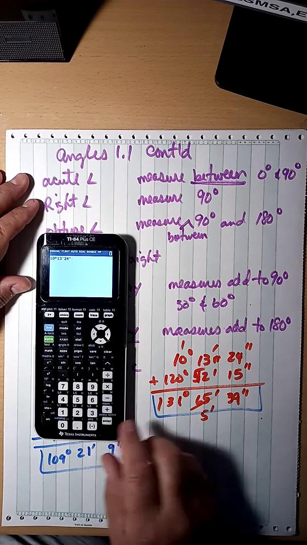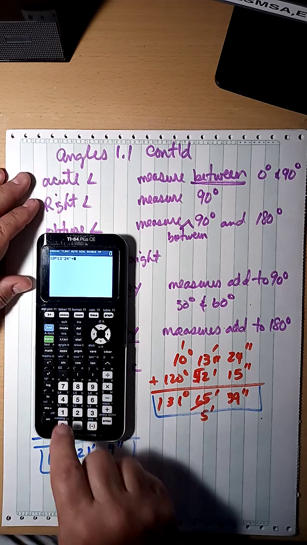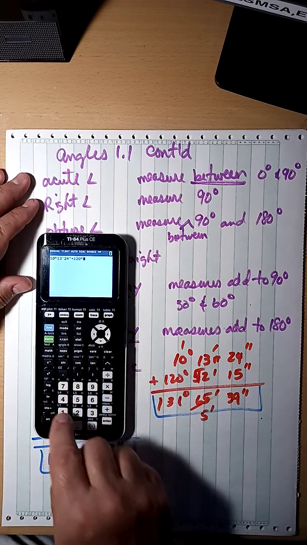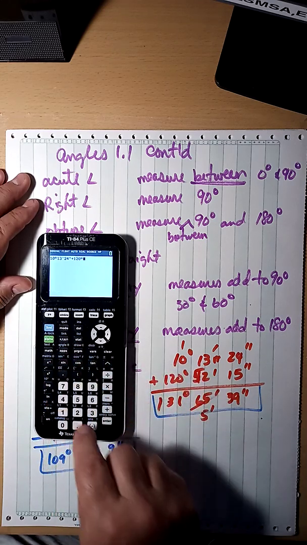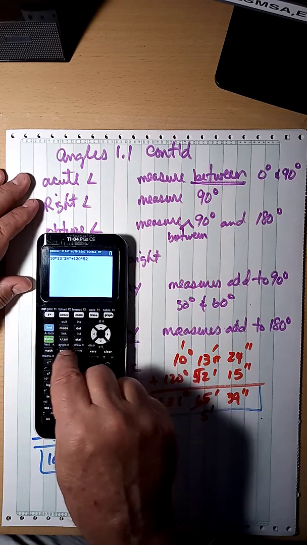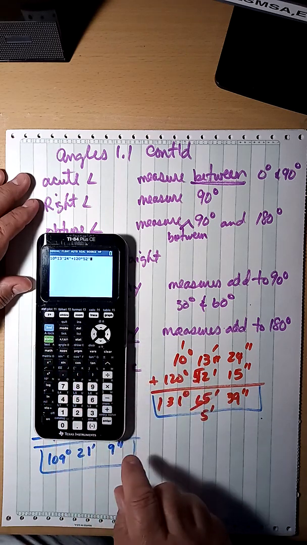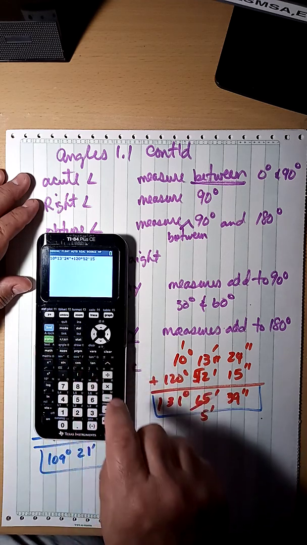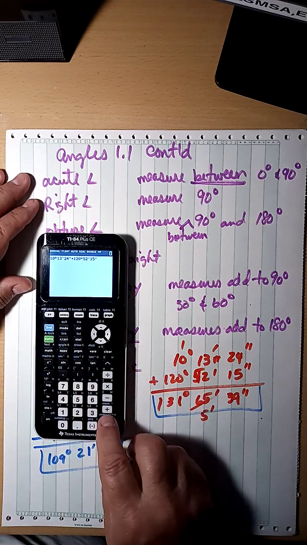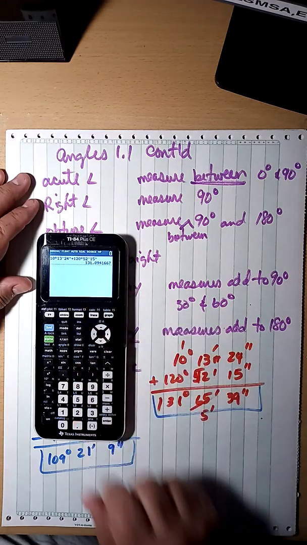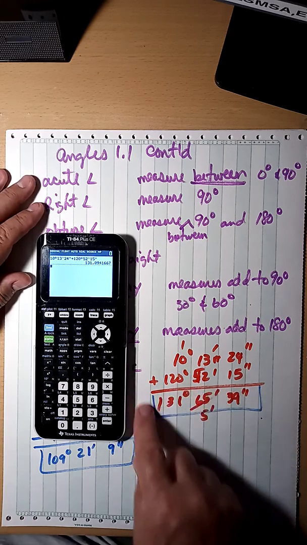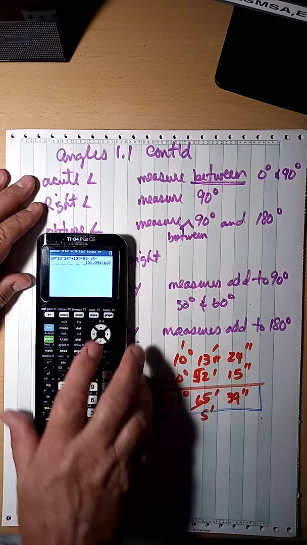So we add to that the 120 degrees, second apps 1, the 52 minutes, second apps 2, and the 15 seconds, alpha plus. Now we get a decimal, 131.094167667. What if we wanted degrees, minutes, seconds?